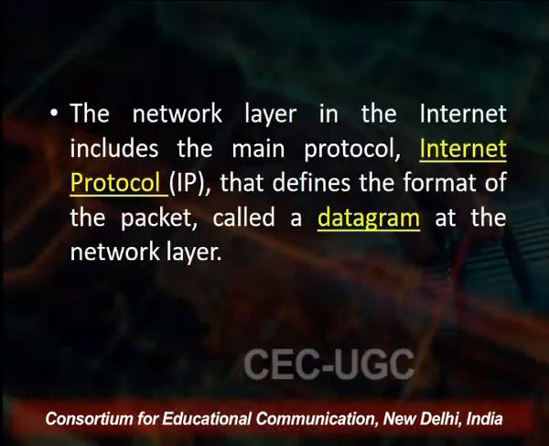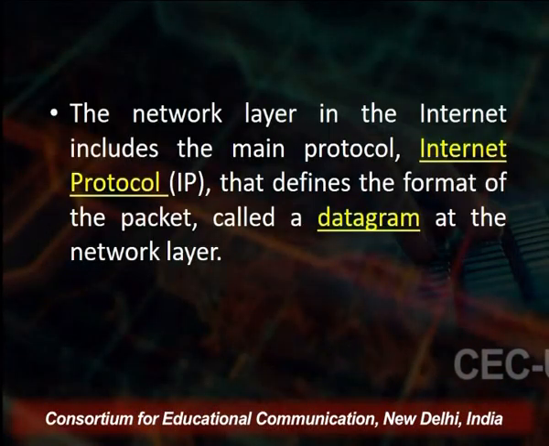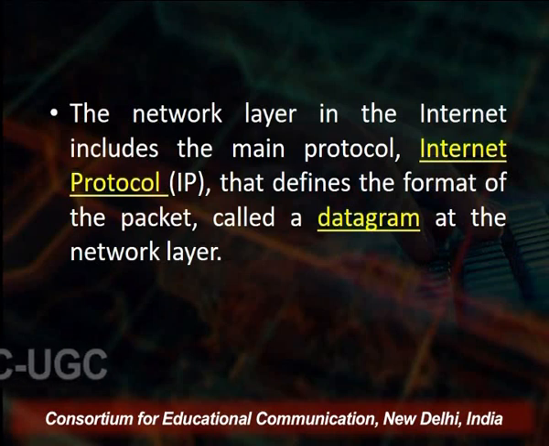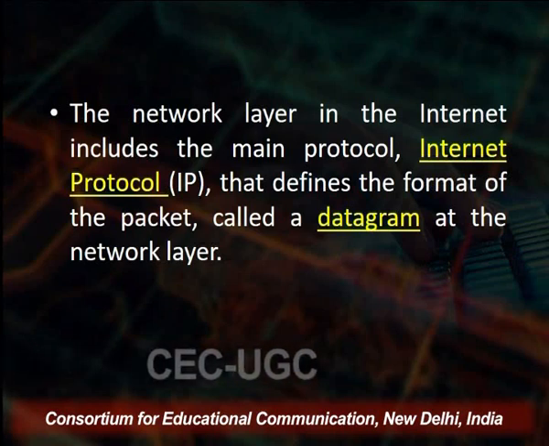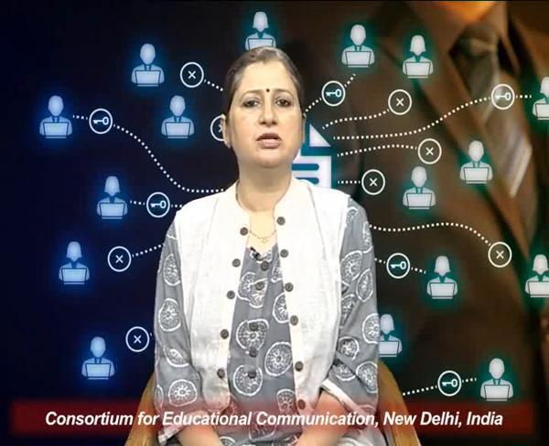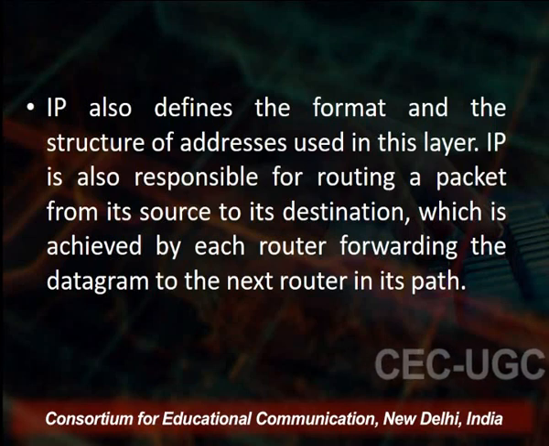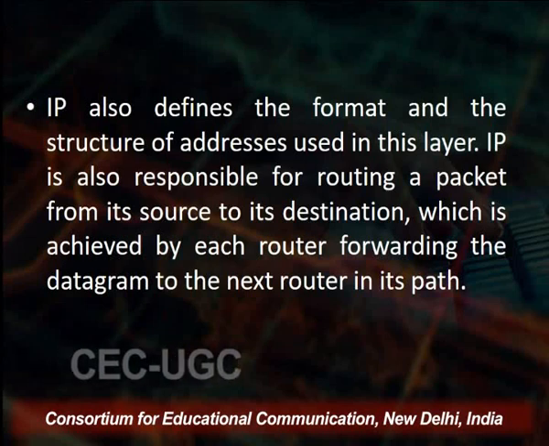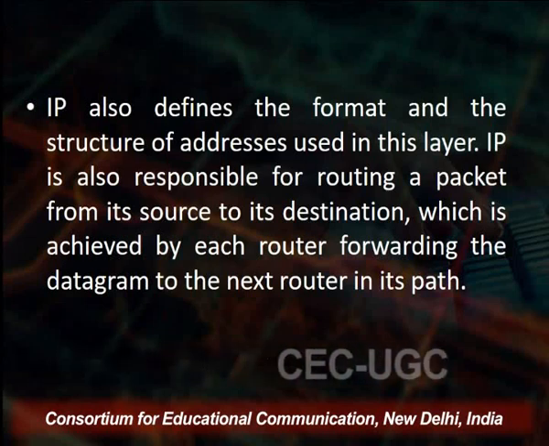The network layer in the internet, the main protocol which it uses is the internet protocol. So when we say TCP/IP, this IP, the internet protocol, will actually define the format of the packet called a datagram at the network layer. Now we are calling the packet a datagram, and the IP will define the structure or the format in which the datagram is going to be sent. It also defines the format and structure of the addresses used in this layer. It's responsible for routing a packet from source to destination, which is achieved by the router.